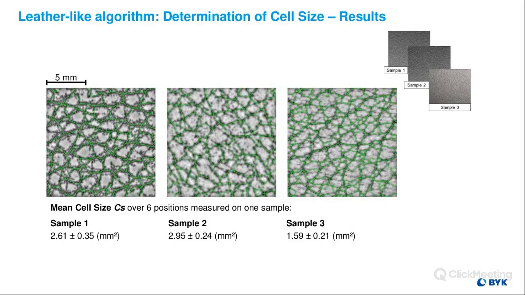and then average them to come up with the CS value, the average cell size. So here we have the watershed segmentation done for these 3 samples we saw before. And we can see just by these images which ones appear to have larger cell sizes. And then here we have the actual calculation of the mean cell size, CS. So sample 2 has the largest cells at about 2.95 square millimeters. Sample 1 is next with 2.61, so these two are pretty close. And then sample 3 has much smaller cell size at 1.59.